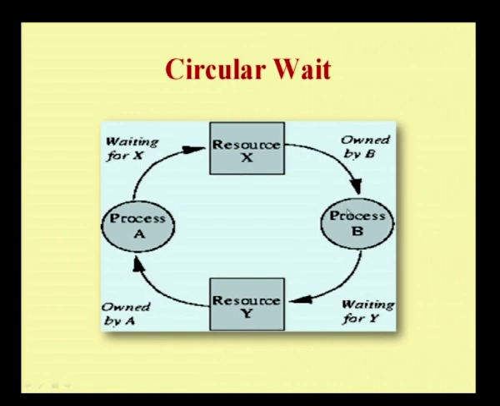Now, here in this condition, resource X is being owned by process B. Since it is owned by process B, it cannot be used anywhere else, and process B is waiting for resource Y. Friends, as of now, resource Y is being used by and owned by process A. Unless and until resource Y finishes its work, it does not become free, and only then can it be accommodated to process B.